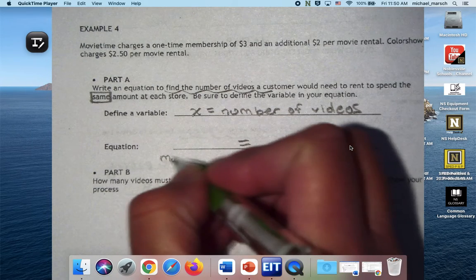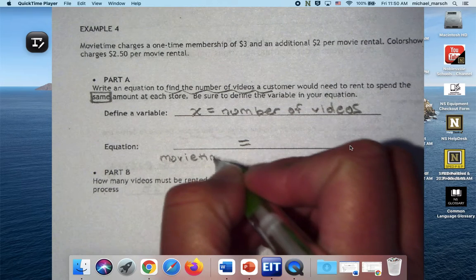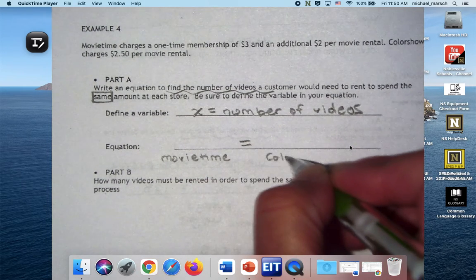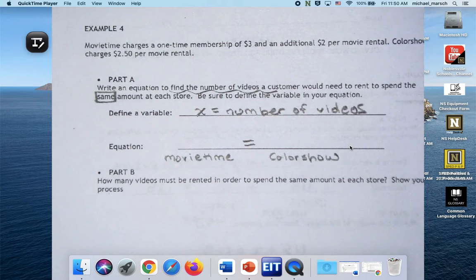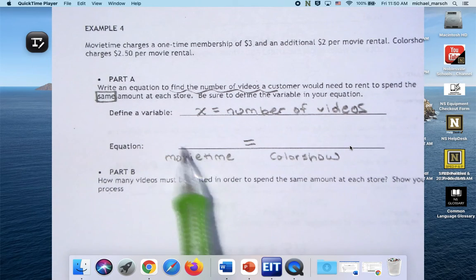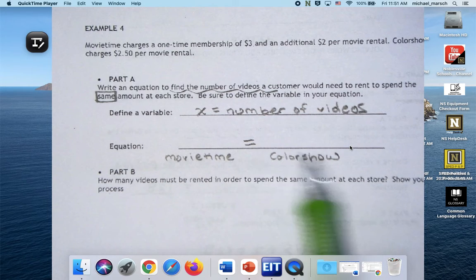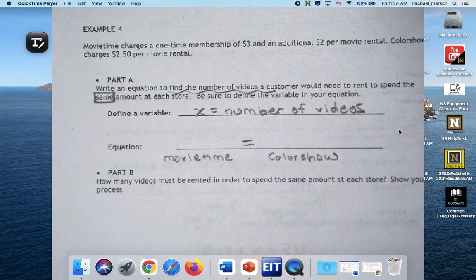Right? And we want to find out how many you would need to spend the same amount at each store. So we've got the movie time store, and we want to find out when will that equal the color show store. When will it cost the same? It will eventually, right? So now we need to come up with a mathy expression for how to determine the cost at movie time and a mathy expression to find out how much it'll cost at color show.